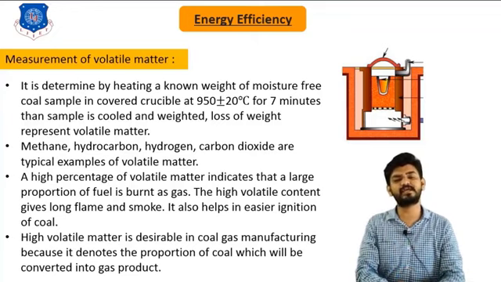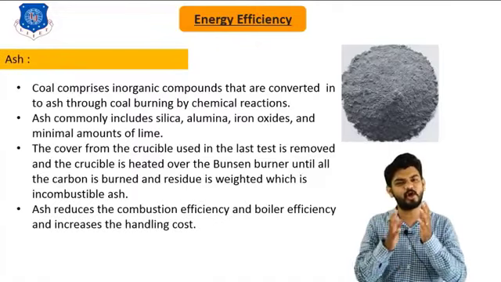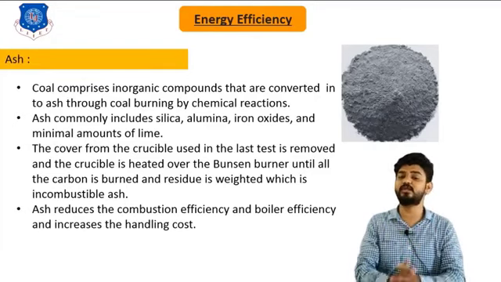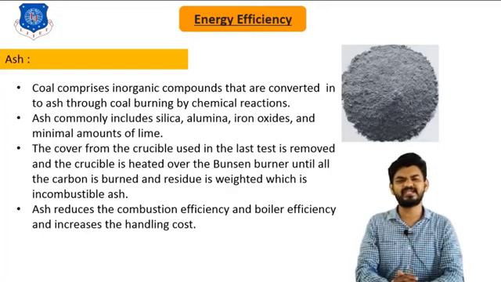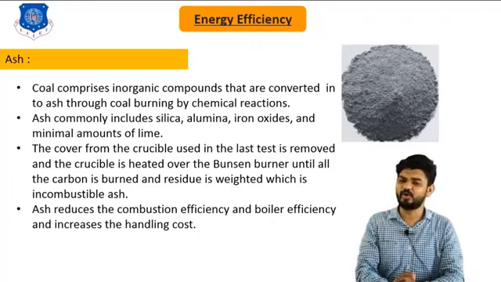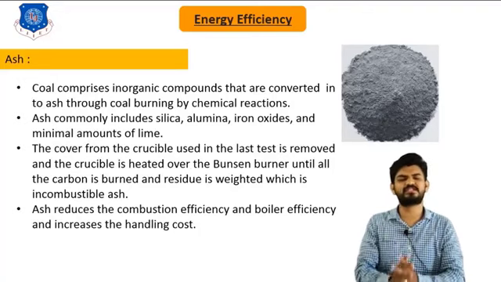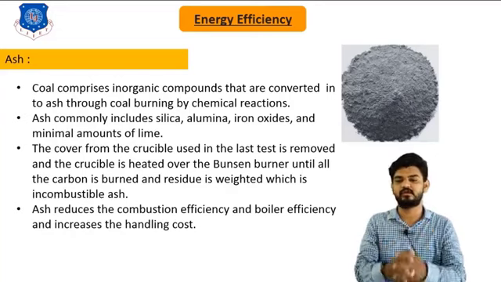Now let's move to the third proximate analysis, and that is ash content. Well, coal comprises different organic compounds that are converted into ash through coal burning by chemical reaction or combustion. Ash commonly includes silica, alumina, iron oxide and different minerals of lime. So this is the composition of inorganic material in the coal.